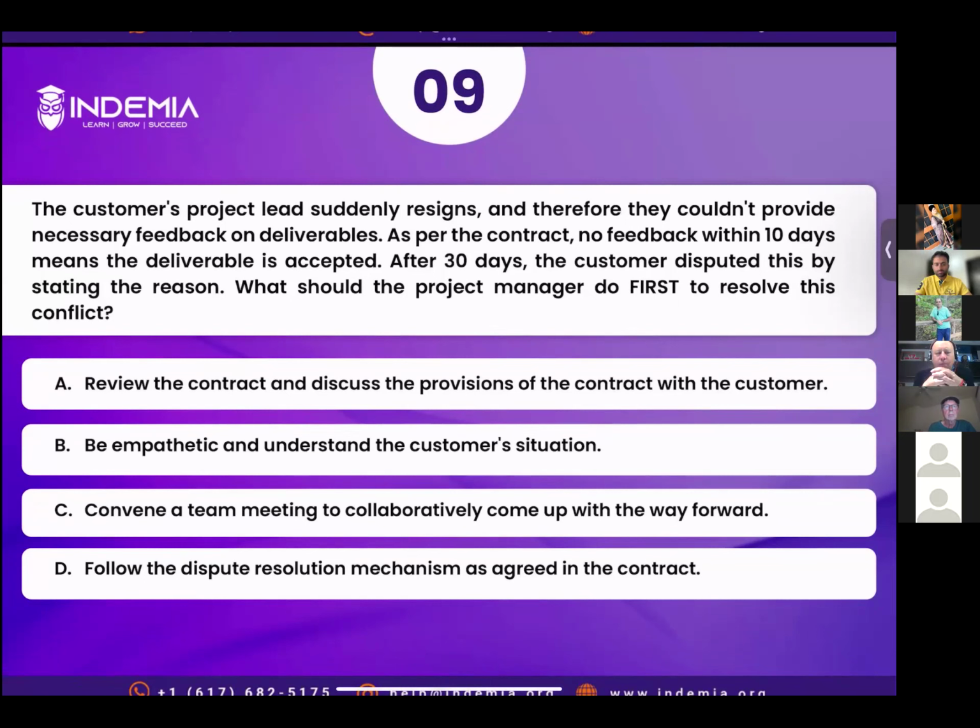If you read option C, it says convene a team meeting to collaboratively come up with a way forward. So you're not incorporating the customer here. Yes, if you have a meeting with the customer, that would have been the best option, right? But that's not an option here. That's why option C is incorrect. Okay, I hope it is clear. Let's go to the next question.